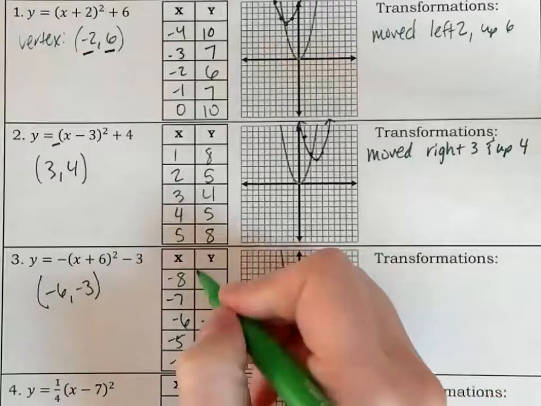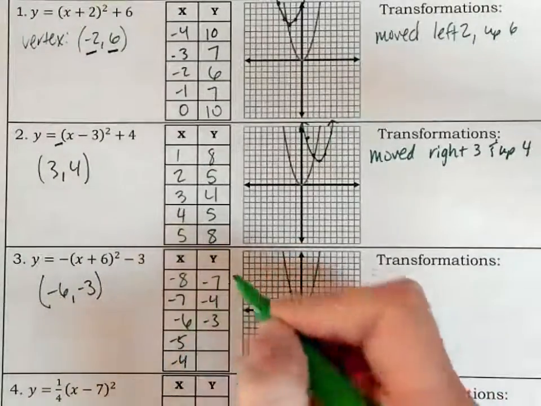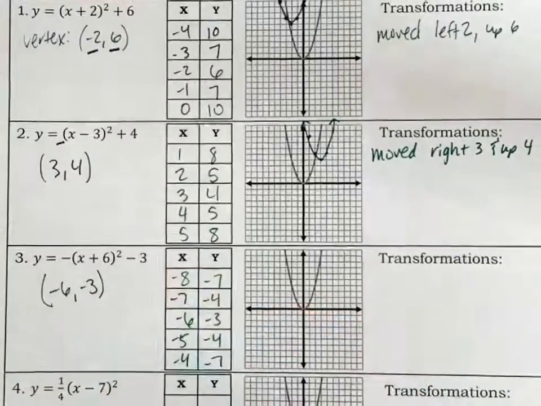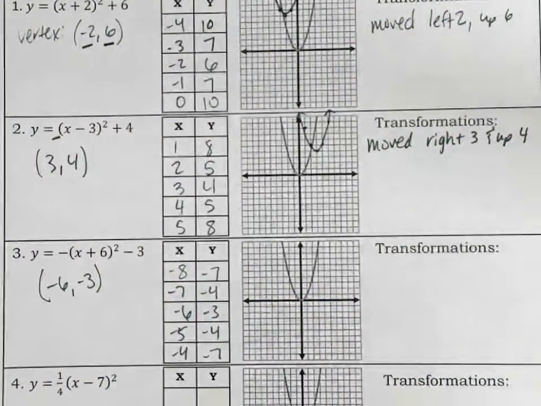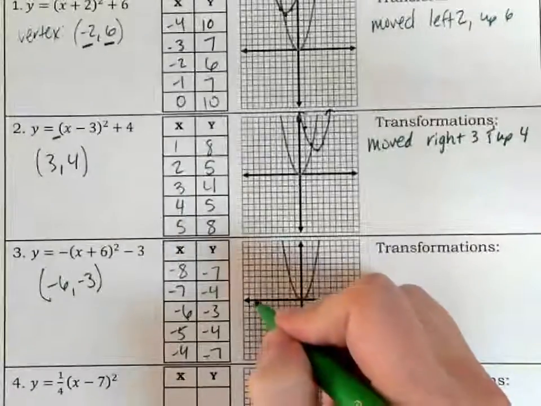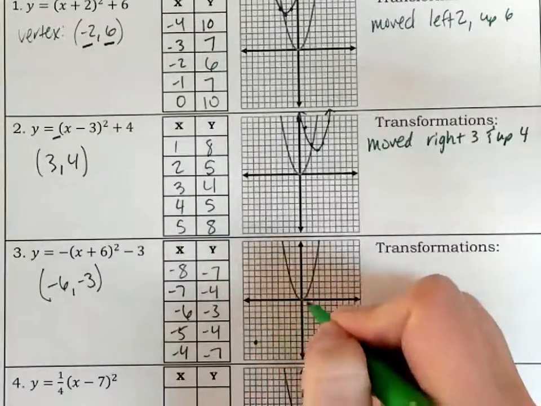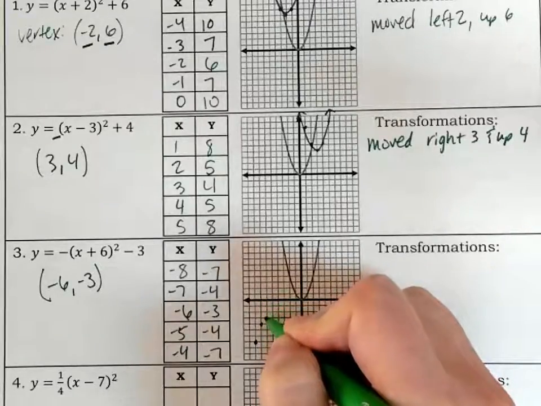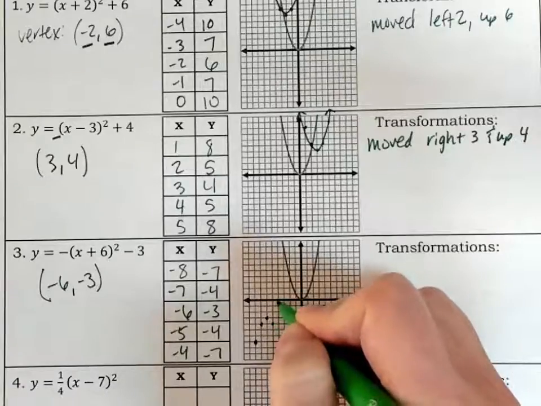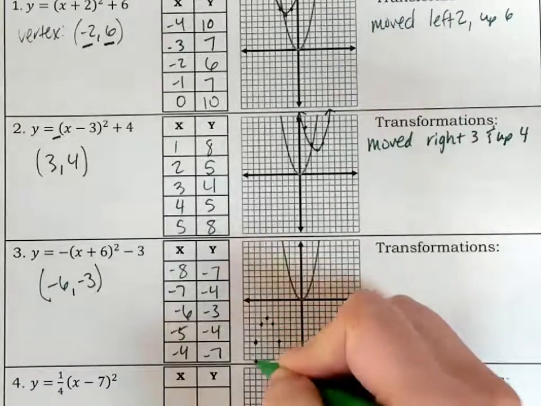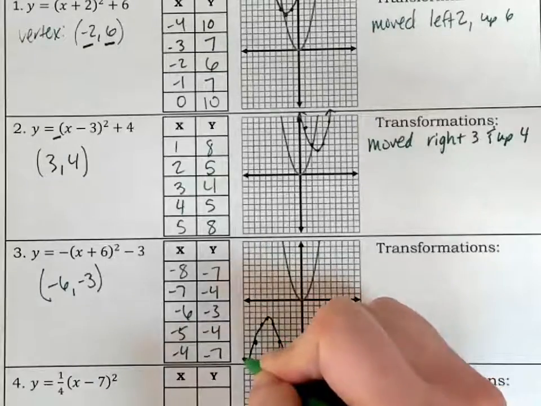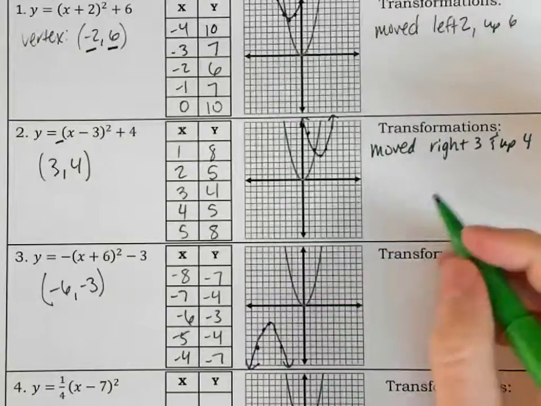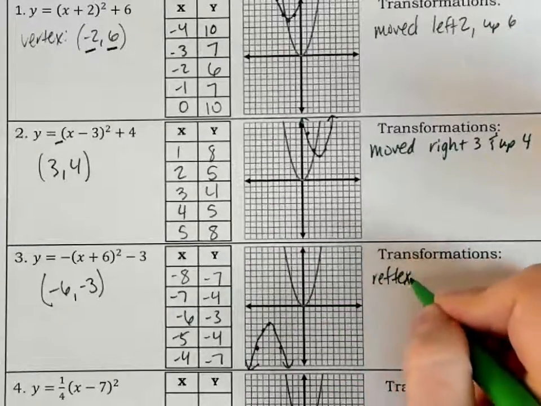All right, and I end up with -8, -7, -7, -4, -6, -3, -5, -4, and -4, -7. We're going to plot those points as well. And that's going to show our graph. Now on this one, we notice that it has been reflected over the x-axis. It's flipped upside down.